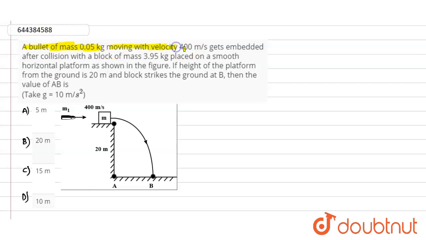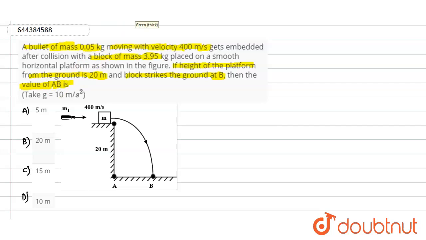So guys, here in this question it is given that a bullet of mass 0.05 kg is moving with a velocity of 400 meters per second and gets embedded after collision with a block of mass 3.95 kg placed on a smooth horizontal platform as shown in this figure. If the height of the platform from the ground is 20 meters and the block strikes the ground at point B, then the value of AB is?